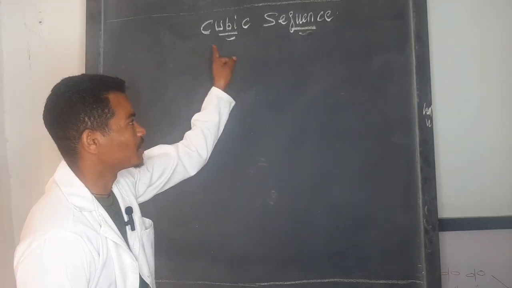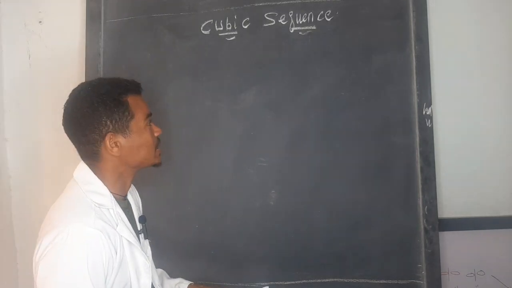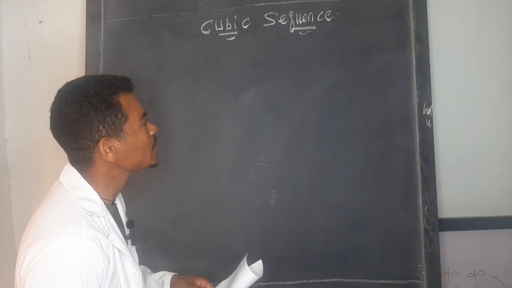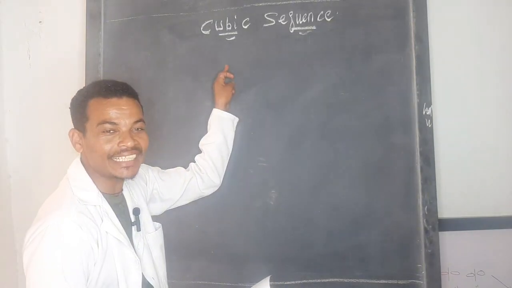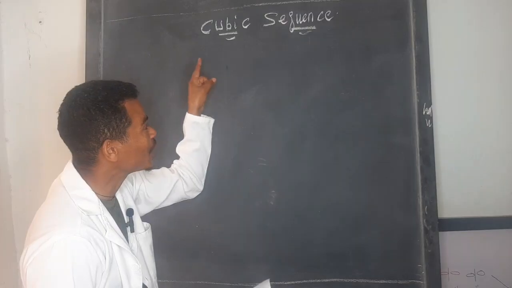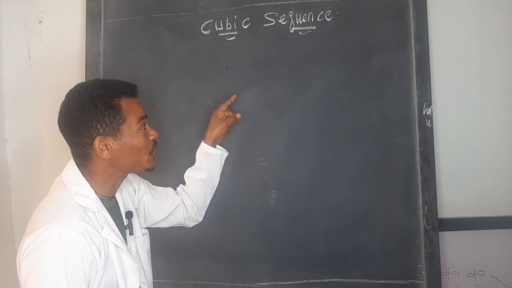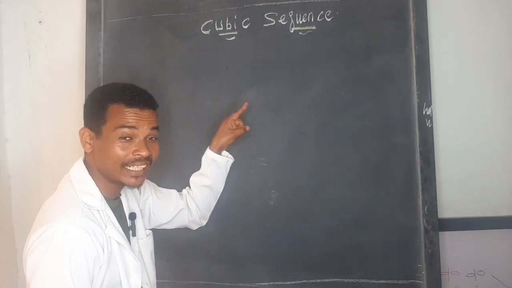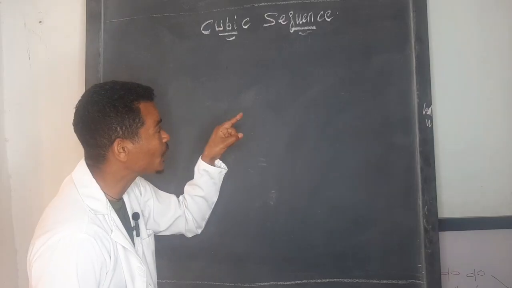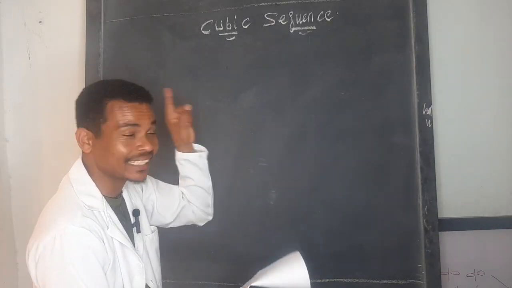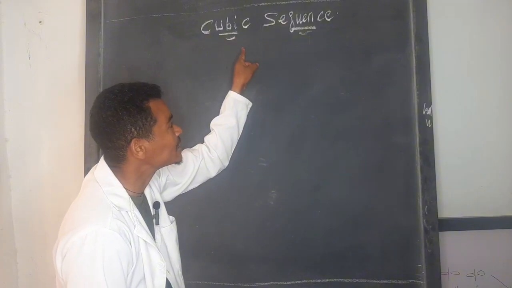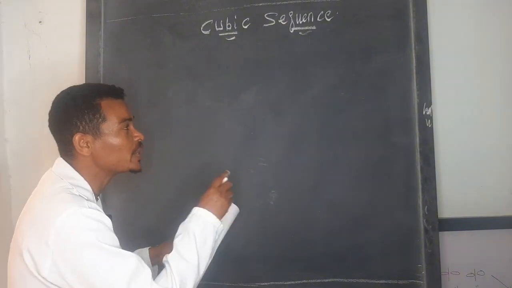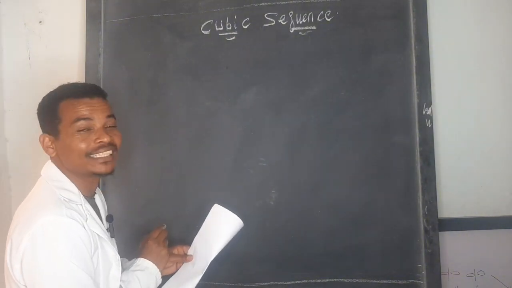Okay, today we'll try to see about cubic sequences. When we say cubic sequence, it is the type of sequence in which the third difference is constant. In the case of a linear sequence, the first difference is constant, and in the case of a quadratic sequence, the second difference is constant. In this case, a cubic sequence is the type of sequence in which the third difference is constant.